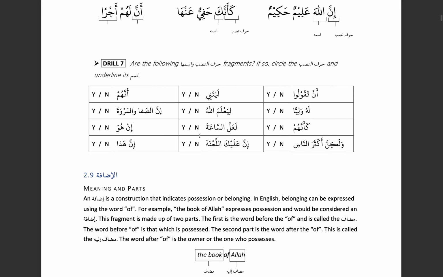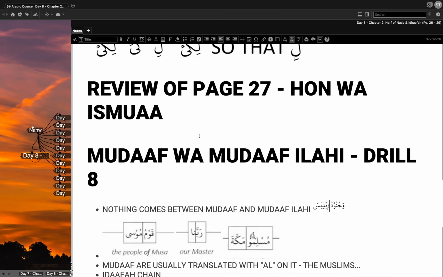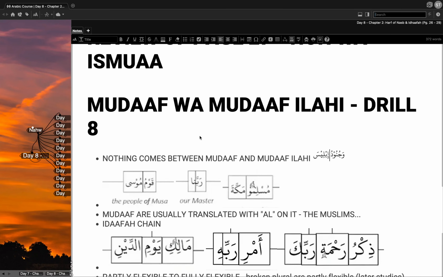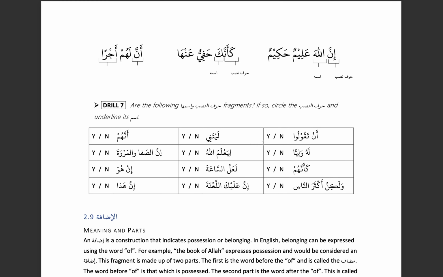And then let me see. Of course, we also went to drill 7, if I remember. And there was also a point about broken plural are also partly flexible. So, we start explaining about nothing come between mudaf and mudaf ilayh. But let me quickly finish this. So, drill 7 and tekulu.